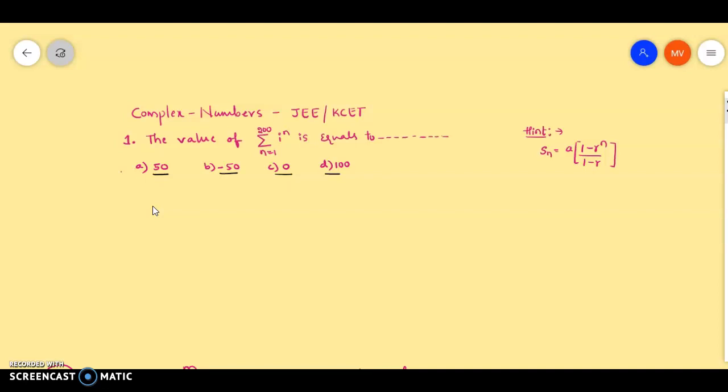So here first we have to calculate this value. See how the summation of n equals 1 up to 200, i to the power n, can be written as i plus i square plus i cube plus so on, up to i to the power 200, right? So if you look at this, this is in the form of what?